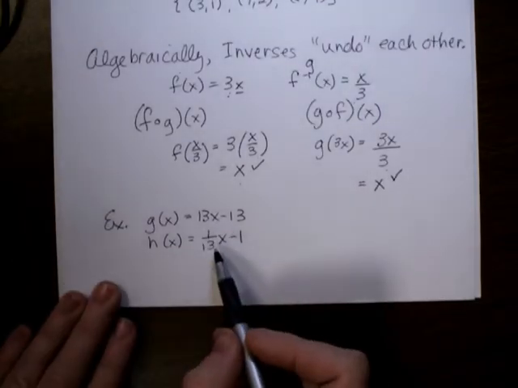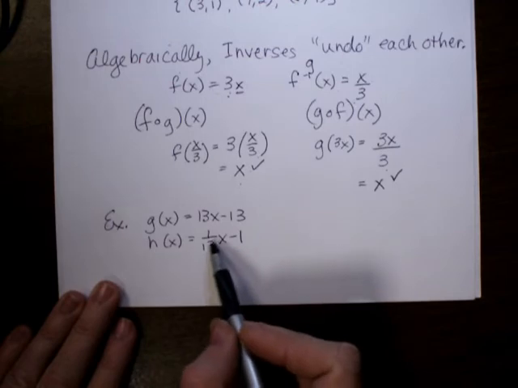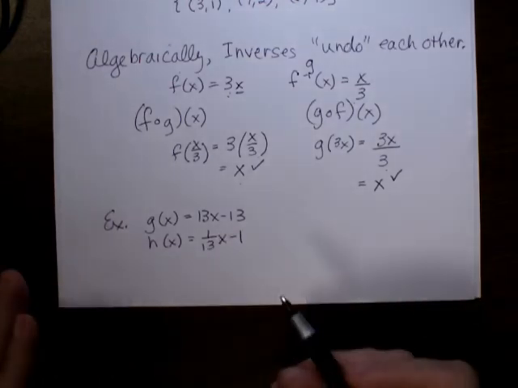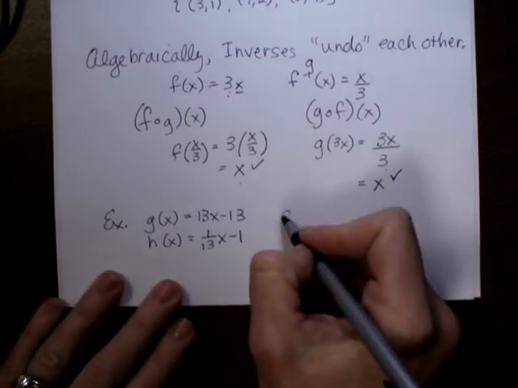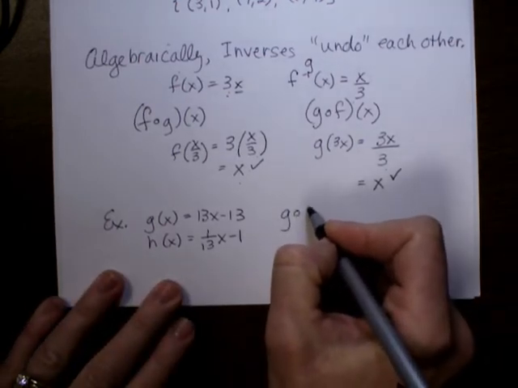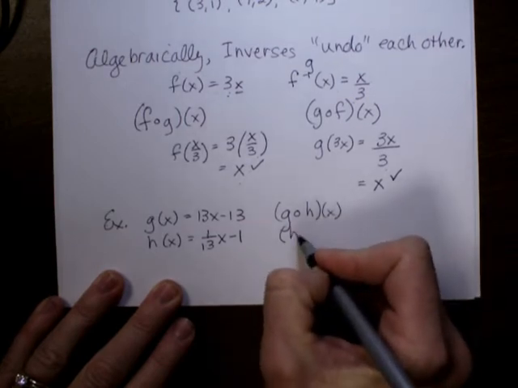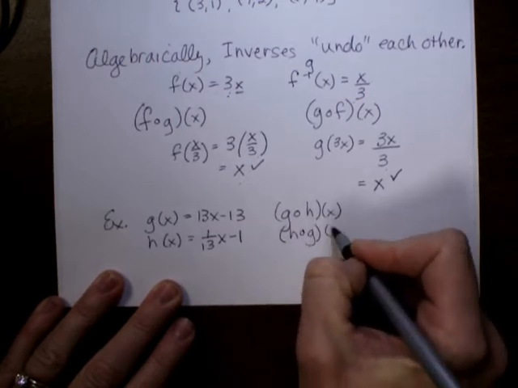Alright, here are two functions. I want to know, are they inverses of each other? They kind of look like it, but I'm not sure. So I'm going to check algebraically and see if they are. That means I'm going to do a composite of g and h, and then I will go in the opposite direction and do h at g.